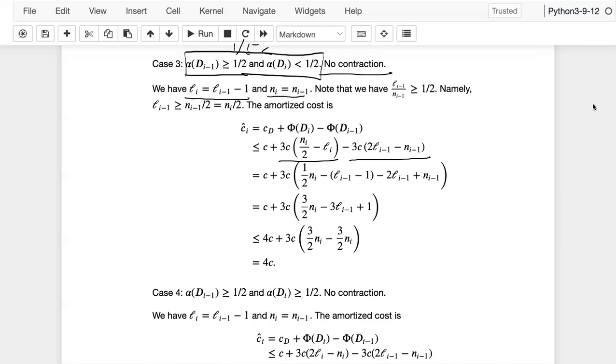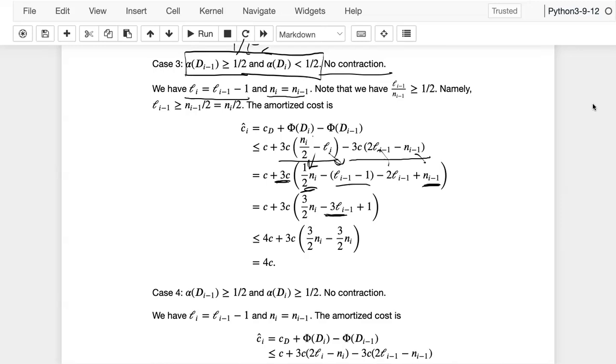And now let's do some manipulation. So we do a straightforward one. Take the 3C out. So we got this here, and then we expand L_i, which is L_{i-1} minus 1. So we get that. And then this is here. So negative becomes plus. So then you can see here, we got 3 copies, negative 3L_{i-1}, and then this is a plus 1, and then this and that merge, so that's 3/2.